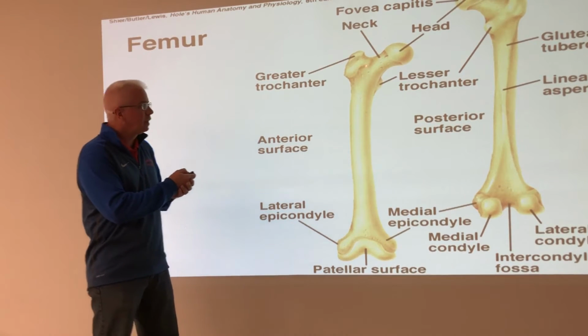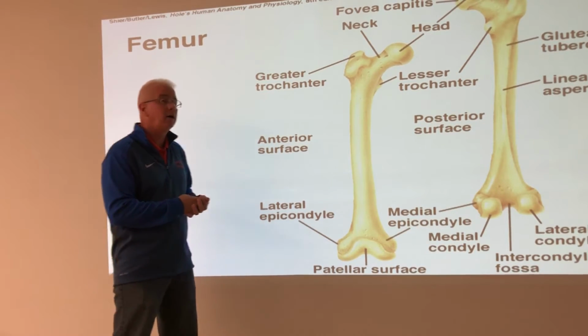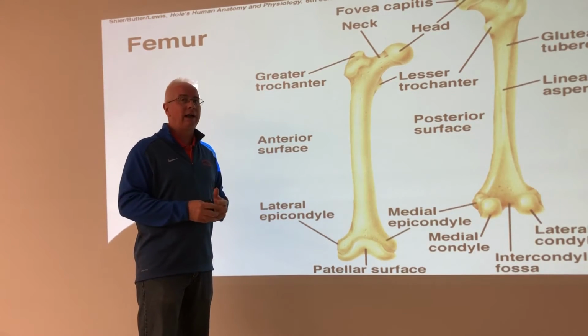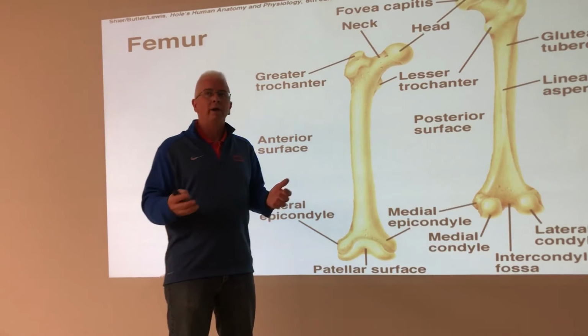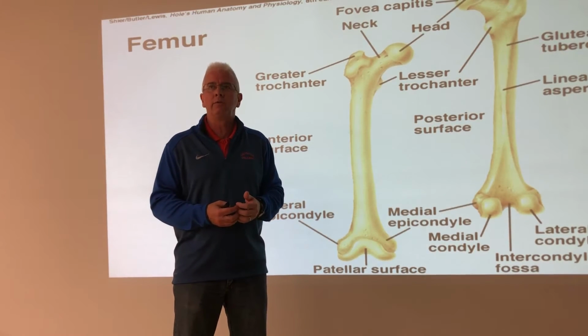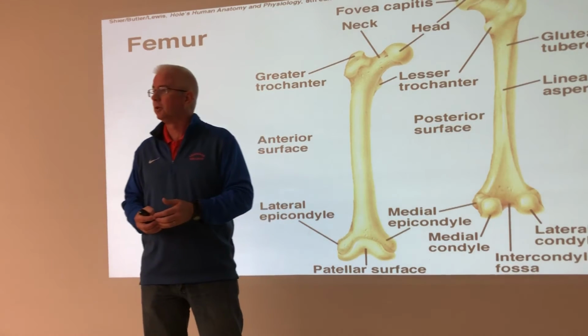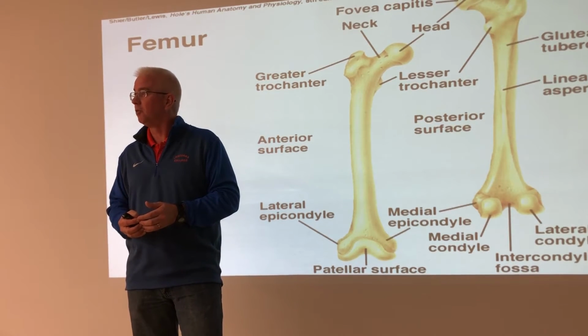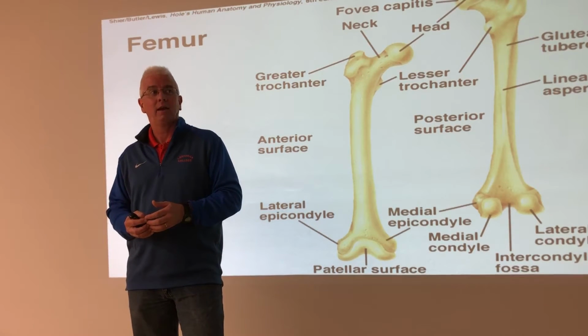Okay, now just like the humerus had a greater tubercle and a lesser tubercle, the femur has a greater trochanter and a lesser trochanter. Now, these are the kinds of things I like to ask on an exam. I like to say, where is the lesser tubercle in relationship to the greater tubercle on the humerus? Inferior. It is inferior. And posterior.